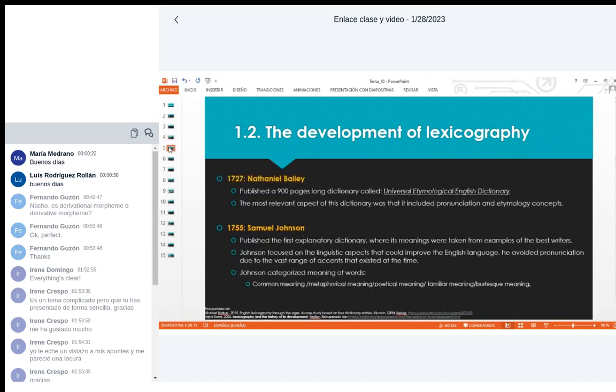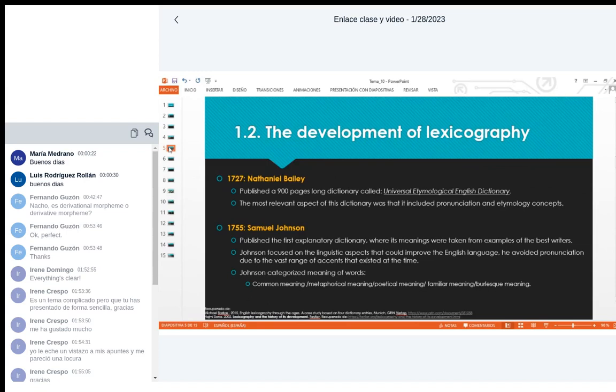Now, by the mid 18th century, Nathaniel Bailey published a 900 pages long dictionary called the Universal Etymological English Dictionary, where he included something new, which was the pronunciation and the etymology. So that meant that already in the mid 18th century, there was this preoccupation with the pronunciation of English words.